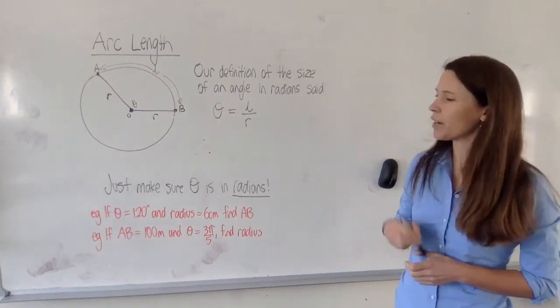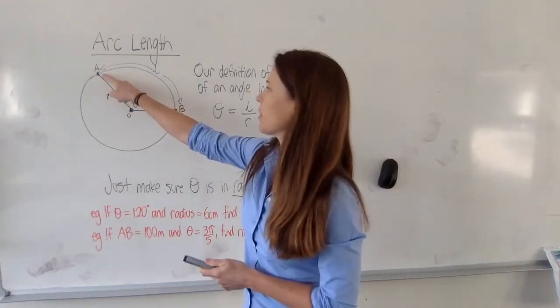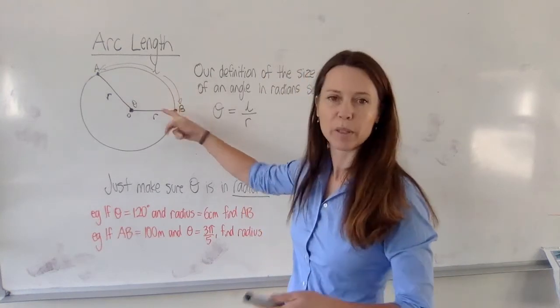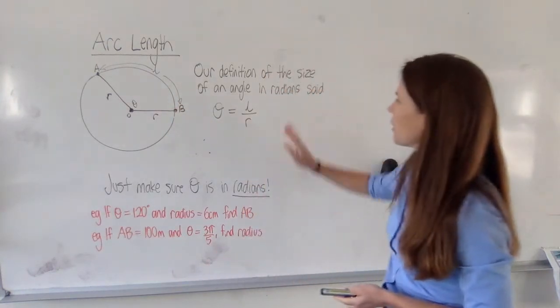Now to find the length of an arc. So we're looking for the length going along the circumference between 2 points, say here A and B. Now let's go back a step.